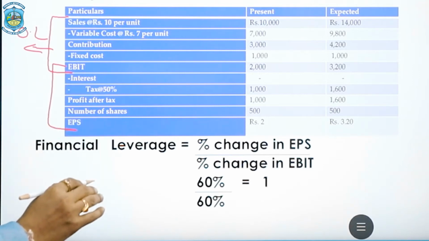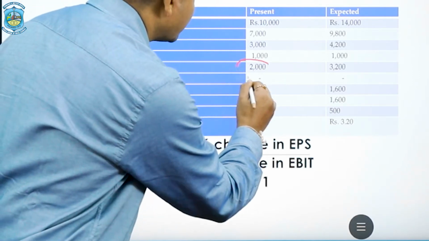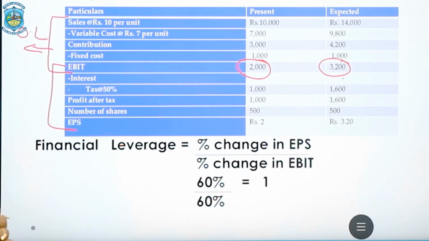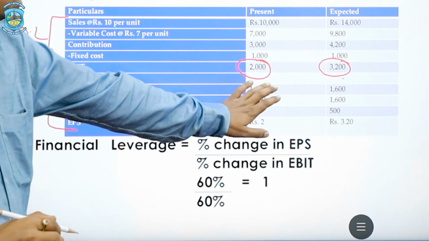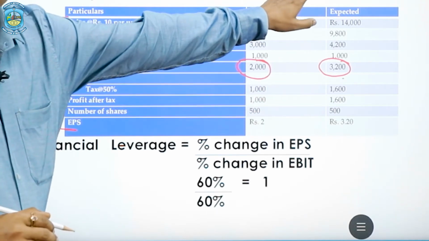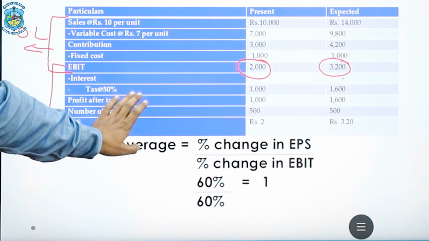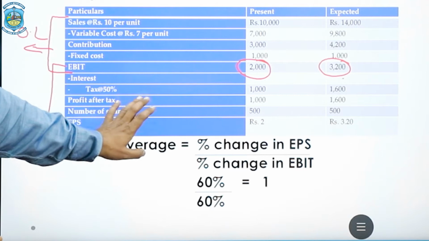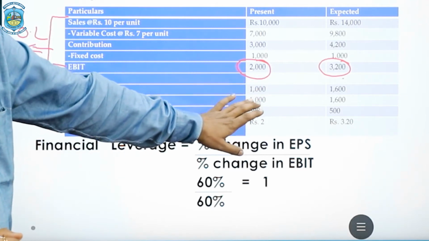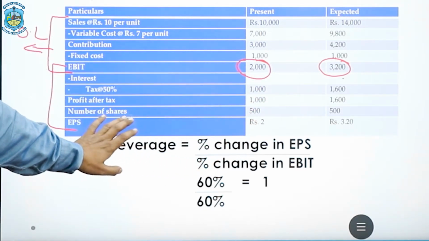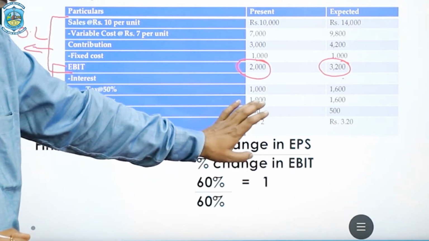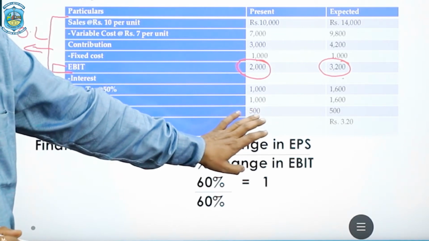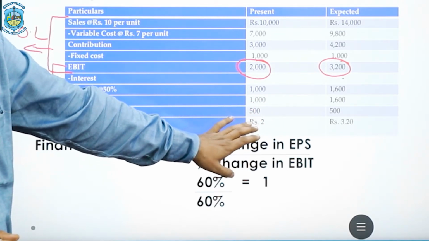In case of EBIT, you will see we have an EBIT of rupees 2,000, and in the expected case we have an EBIT of rupees 3,200. Then we don't have any interest component simply because we don't have any debt financing. Then we come to tax rate, which is 50%. So 50% of 2,000 comes to 1,000, and profit after tax, that is 2,000 minus 1,000, comes to 1,000. Then we have number of shares, that is 500. Then how do we calculate EPS? That is profit after tax divided by number of shares, that is 1,000 divided by 500 gives us an EPS of rupees 2.